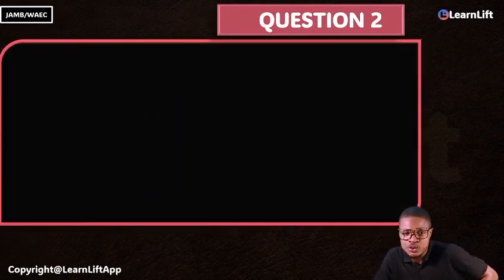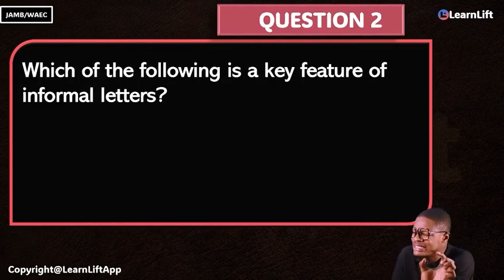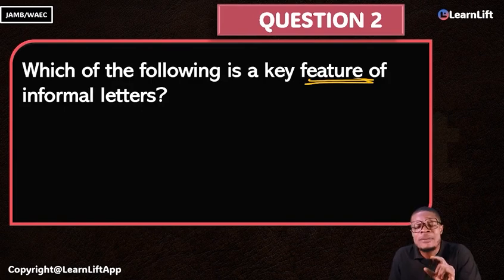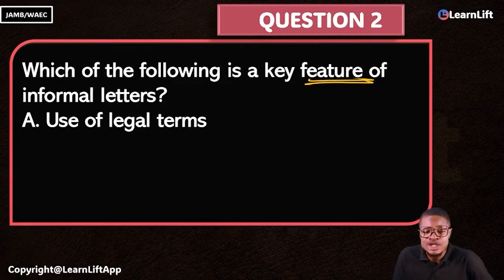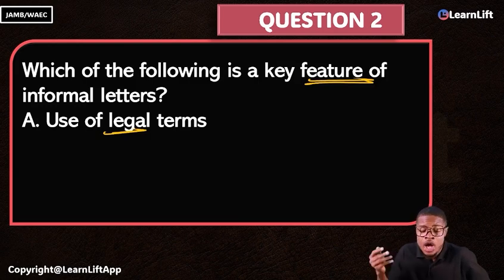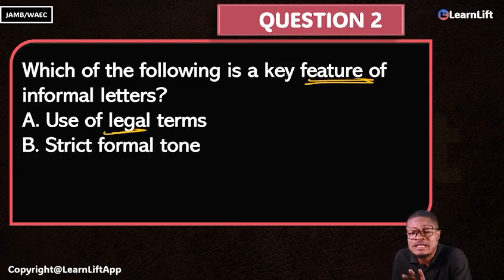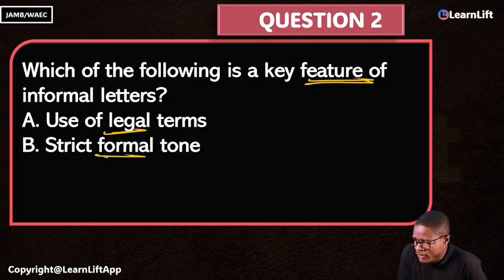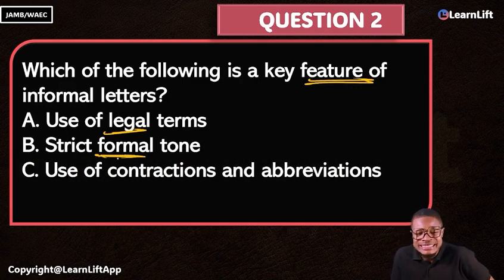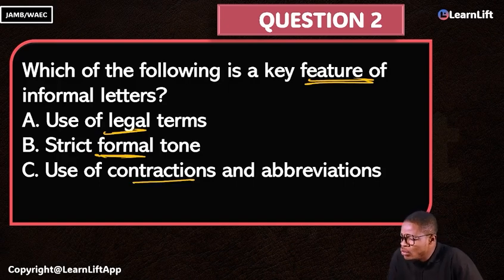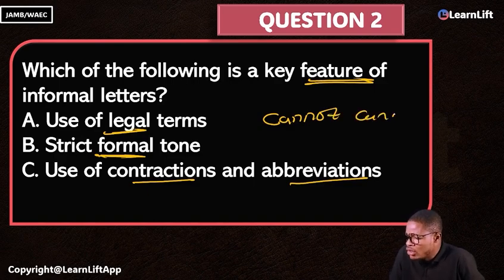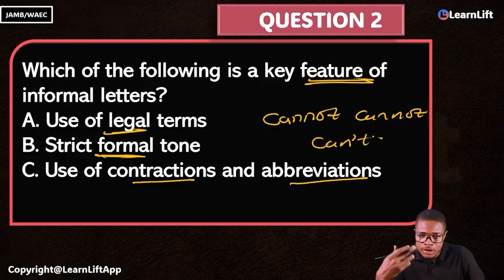Another thing very quickly, look at question 2. The question says, which of the following is a key feature of informal letters? Option A says the use of legal terms, legal like law terms. Is that what they use there? Option B says strict formal tone. In informal letters, you are using a formal tone? No. Option C says the use of contractions and abbreviations. Instead of writing cannot, what do you use there? You can just use can't, right? Beautiful. These things are allowed in your informal letter.